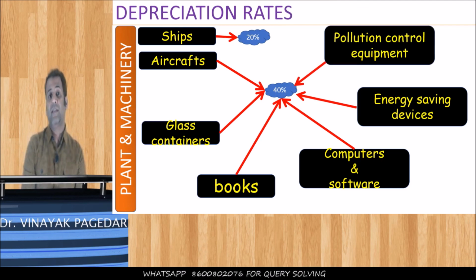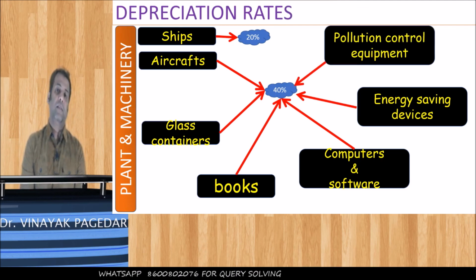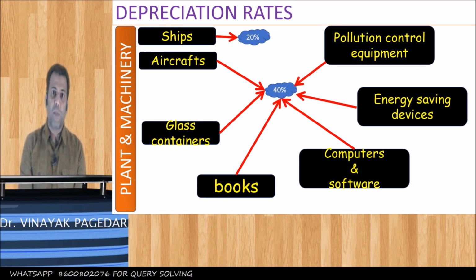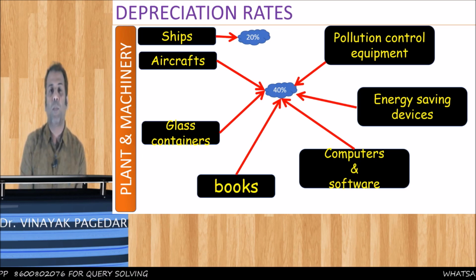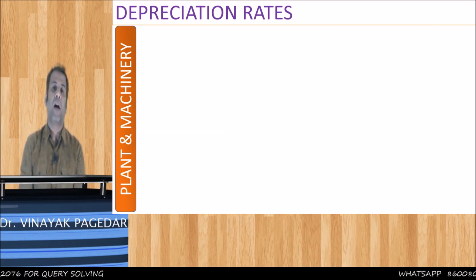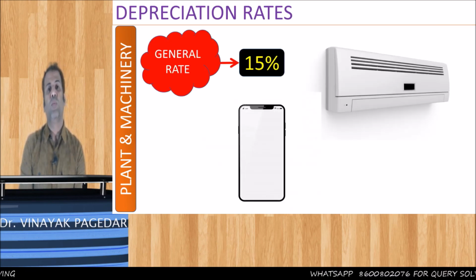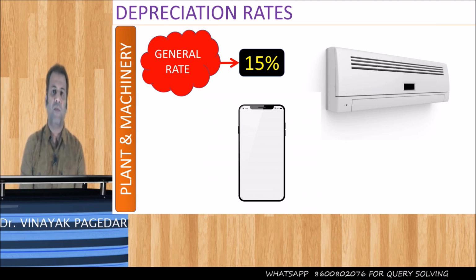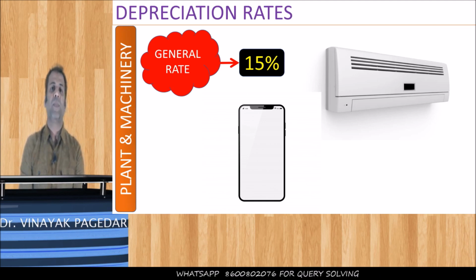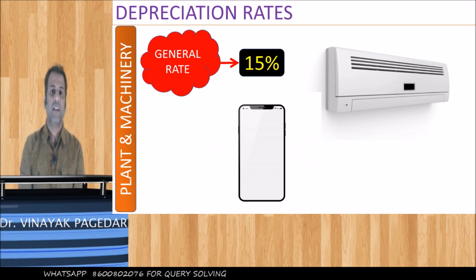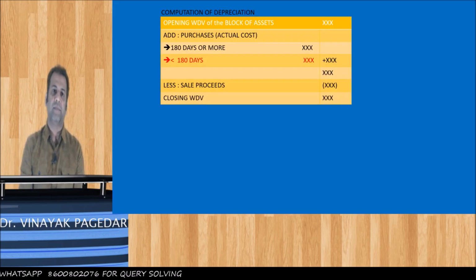Now my dear friends, any other plant and machinery. There are other rates also of plant and machinery, but we are discussing the most important ones. The general rate for plant and machinery is 15%. And what do you mean by the general rate? Like you see, a mobile phone would go at 15%. Air conditioners would go at 15%. This is the most common example of the general rate assets. So any plant and machinery which you don't see in your list would go at 15%.